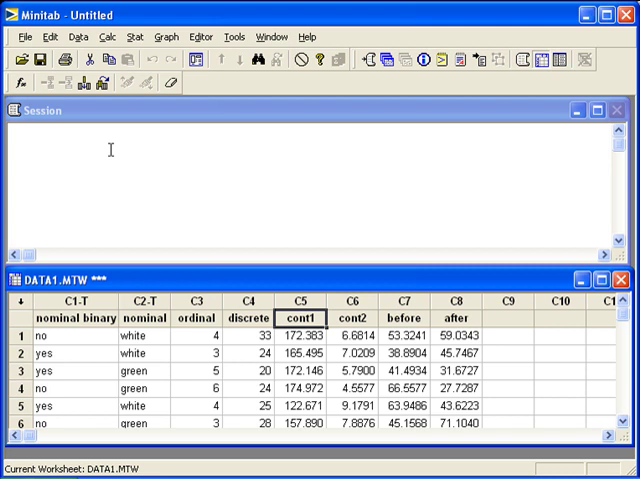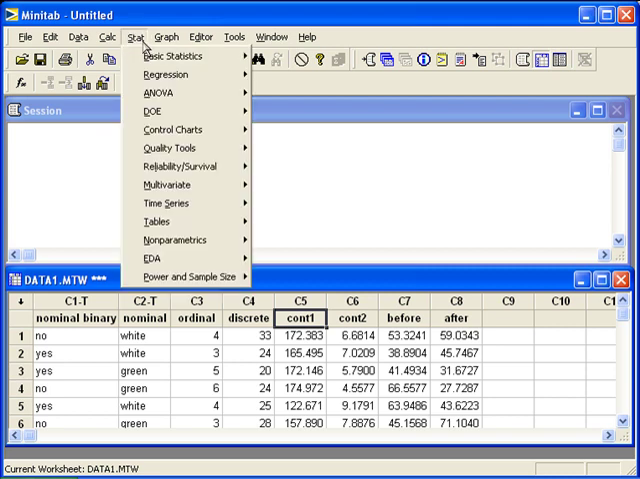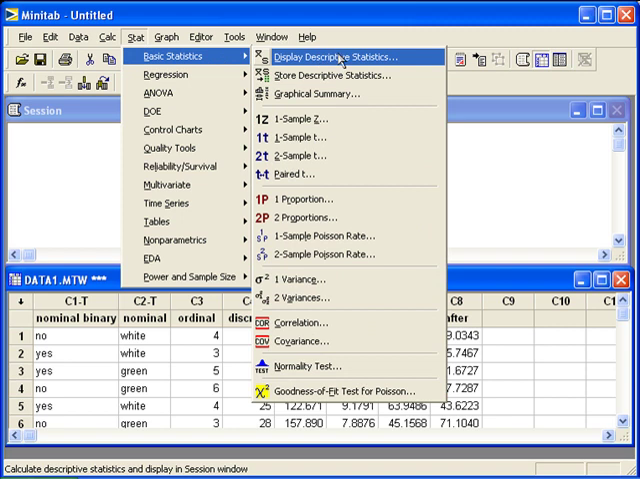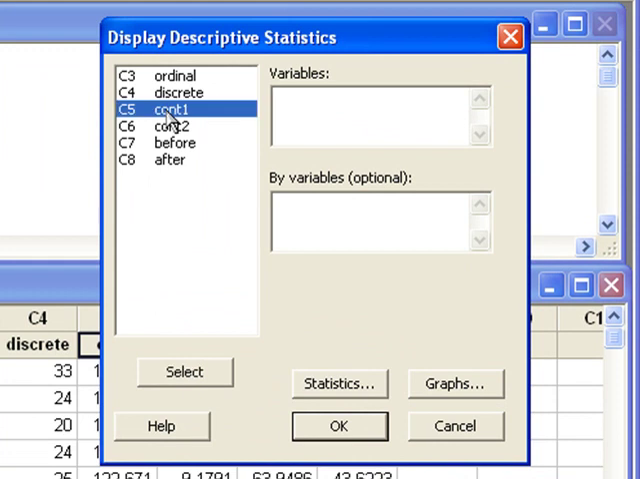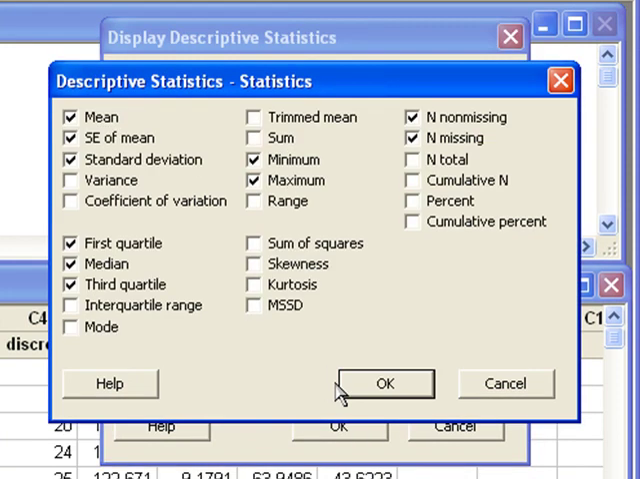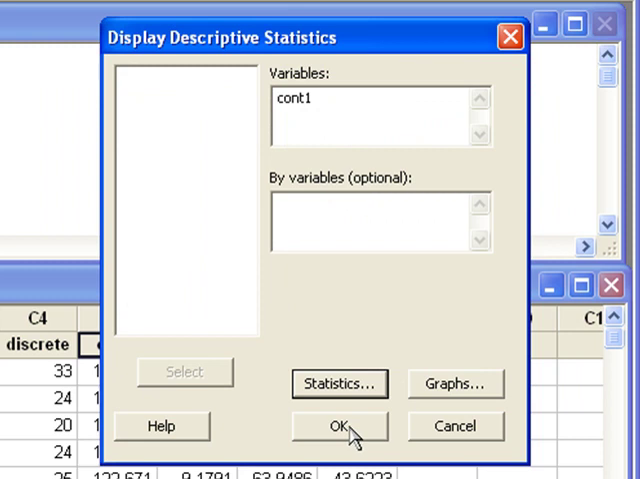The first thing that we should do is summarize this data. We can do that by going into Stat, Basic Statistics, Display Descriptive Statistics. I'll select column C5, and the statistics that we are interested in will just be the mean and the standard deviation. We need to know these to compute either the power or the sample size for a hypothesis test for mu, the population mean.